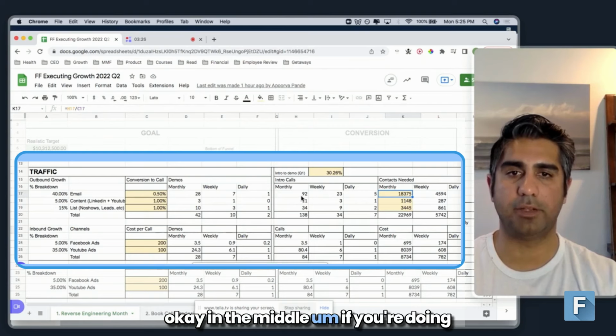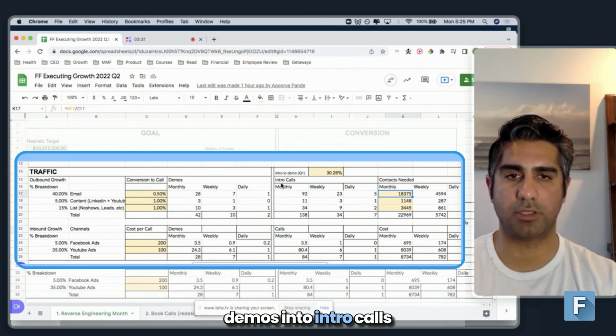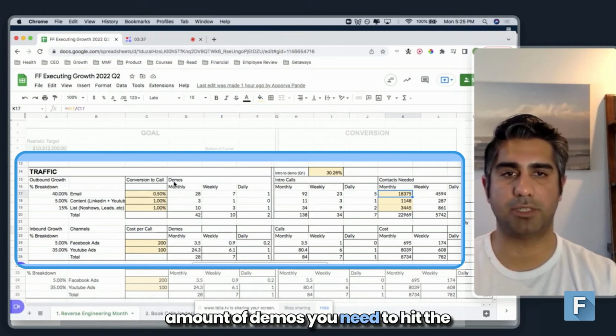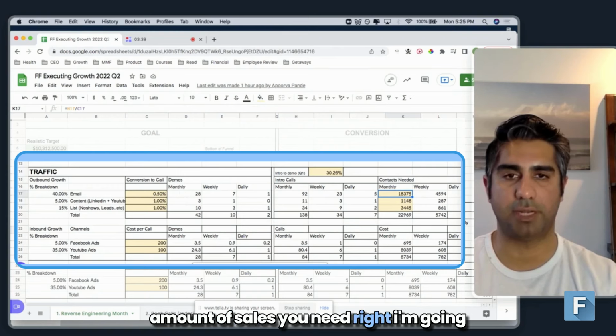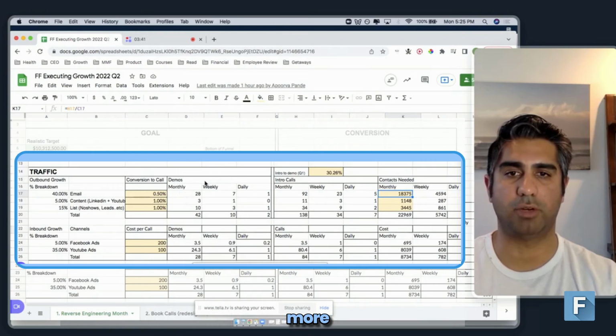Okay. In the middle, if you're doing B2B sales, you want to break down your demos into intro calls and then contacts needed. So how many intro calls do you need to hit the amount of demos you need to hit the amount of sales you need, right? You want to just break it down more and more and more.